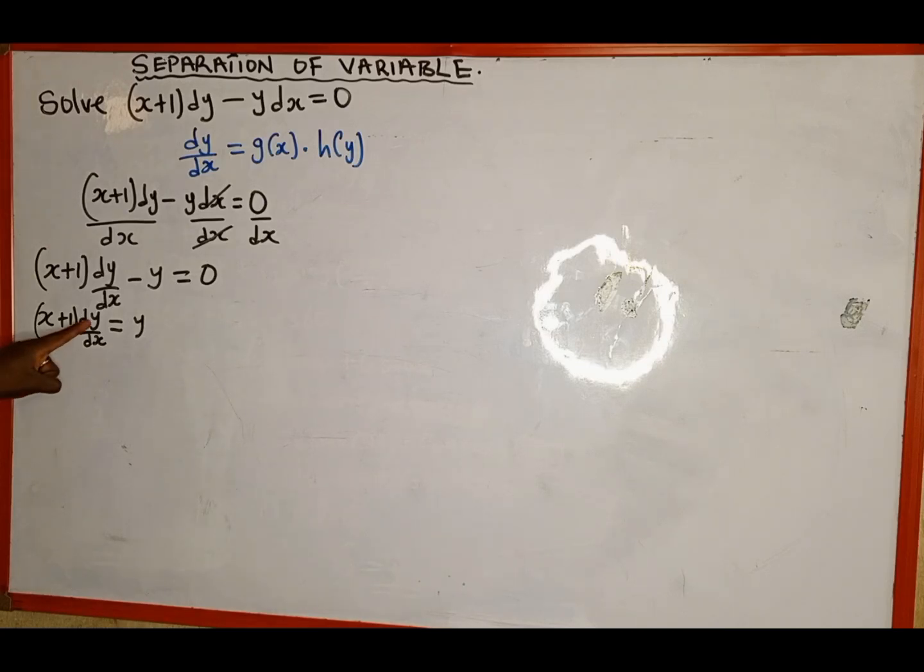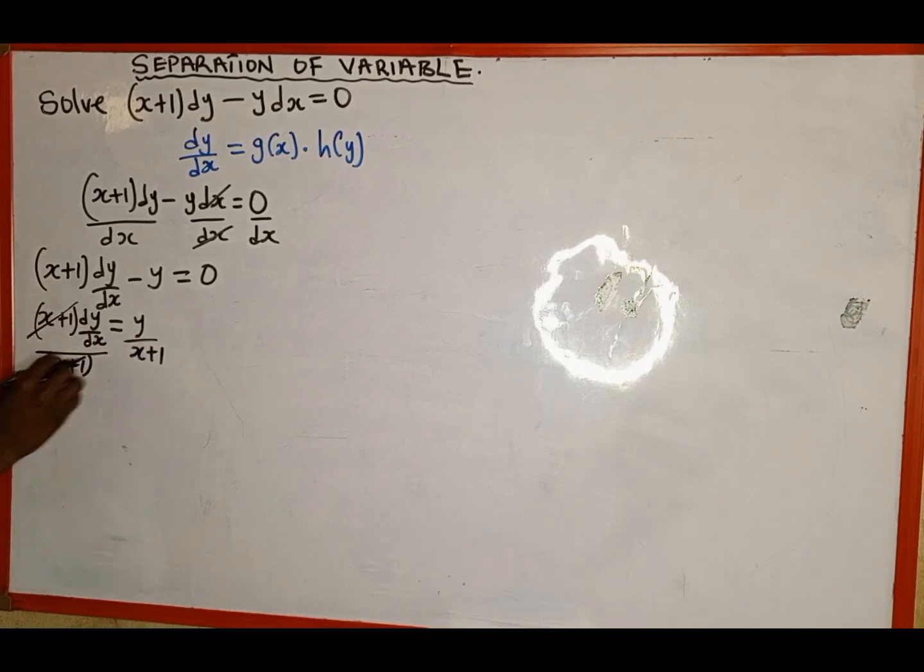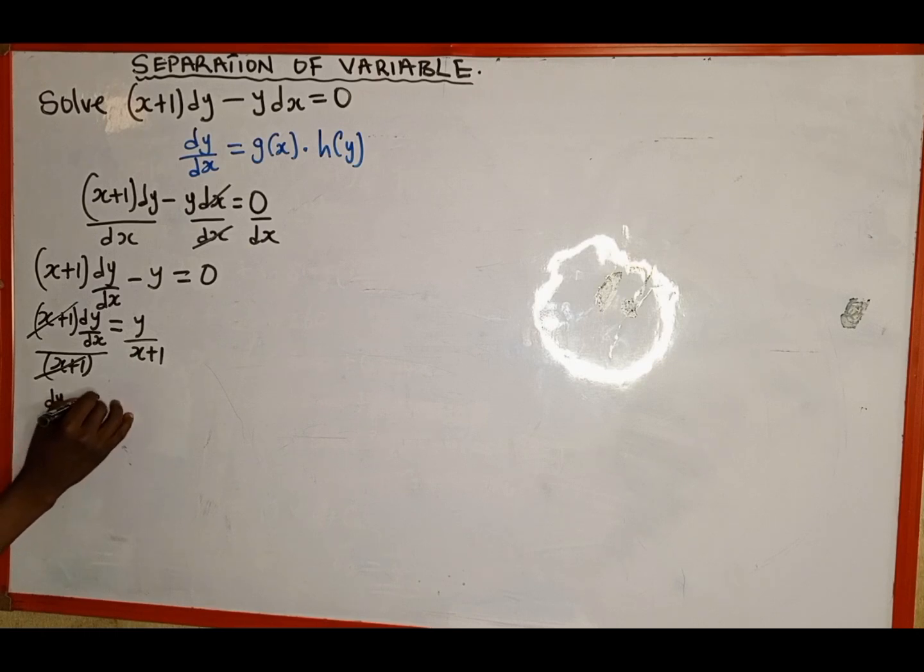Our interest is to make dy/dx stand alone on the left hand side. Now we're going to divide through by x + 1, over x + 1, so that this x + 1 cancels this x + 1. We are left with dy/dx, which is equal to y over (x + 1).